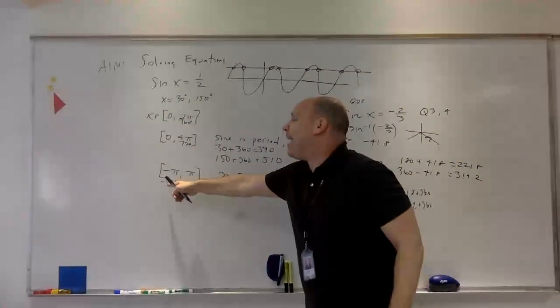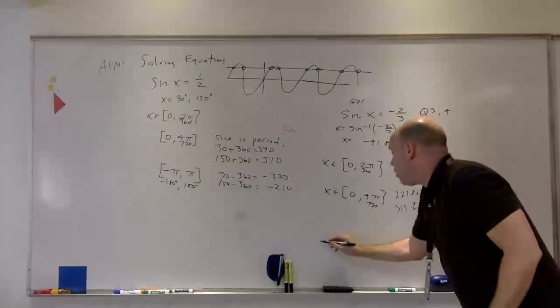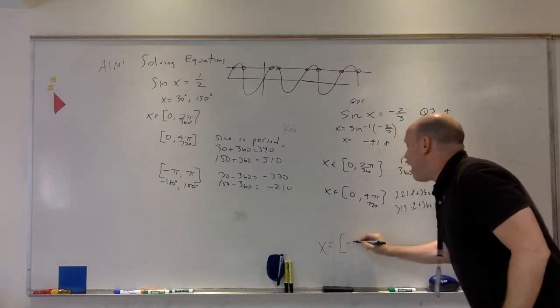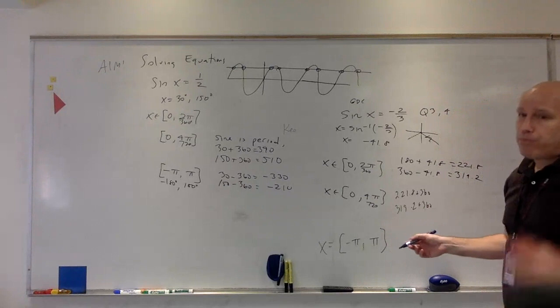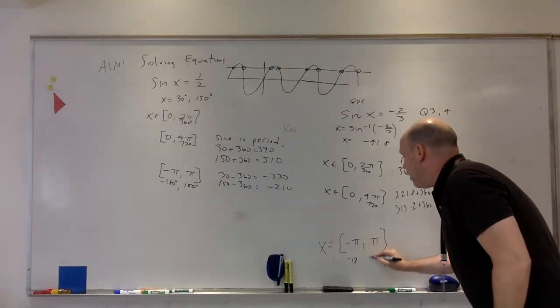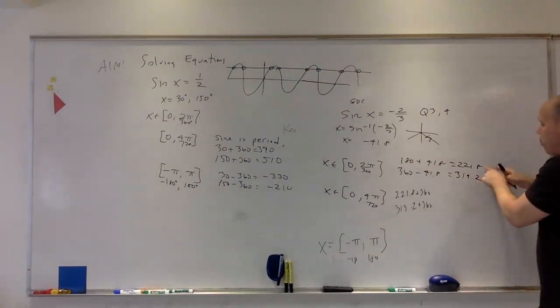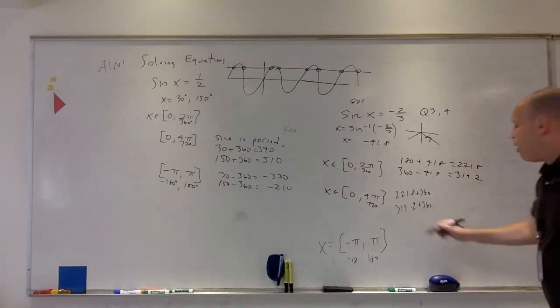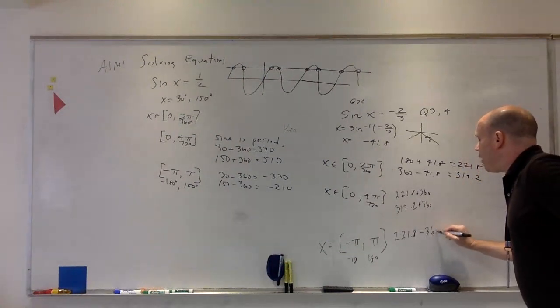Check the limits again. They might say negative 180 to 180. You don't know. You check it out. Like, no. They want negative pi to pi. You're like, fine, no big deal. This is negative 180. This is 180. So let's subtract off. So like 221.8 minus 360.